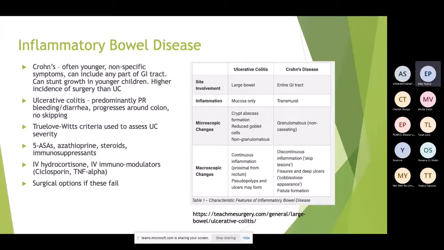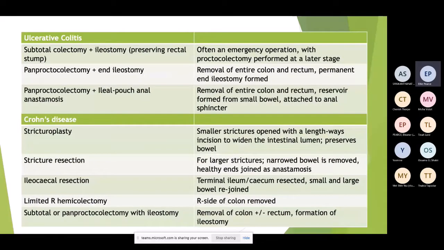And then here are some types of surgery for UC and Crohn's. Often in UC, if a person is acutely unwell, they will have a subtotal colectomy, leaving the rectum in place, and an end ileostomy. The reason for that is removing the rectum is quite time consuming. The person's under anaesthetic for many hours, and if they're unwell at the time, this isn't always an option. Then we go back and remove the rectum at a planned elective date when they're more well.